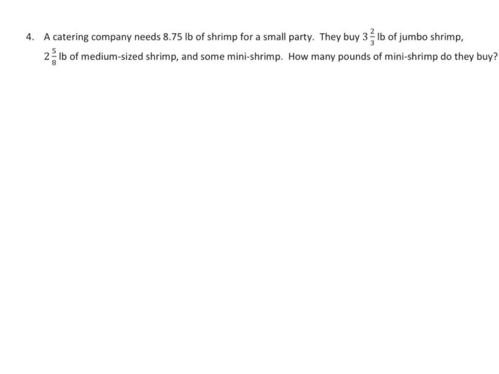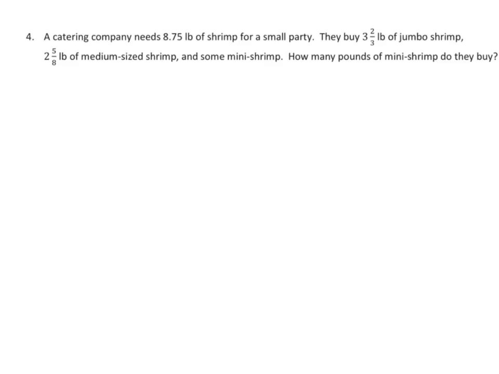A catering company needs 8 7/75 pounds of shrimp for a small party. They buy 3 2/3 pounds of jumbo shrimp and 2 5/8 pounds of medium-sized shrimp and some mini shrimp. How many pounds of mini shrimp do they need to buy? Well, again, what do we have here? We have this mix of decimals and fractions. I'm going to tell you that in this case, it's probably best to work with fractions because of this 3 2/3. This does not come out to a nice, easy to work with decimal. So you're going to find it easier to work with fractions.